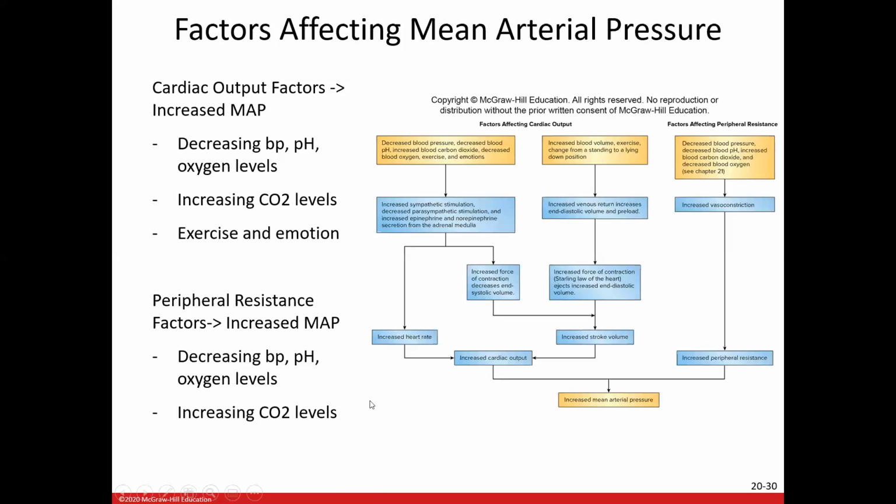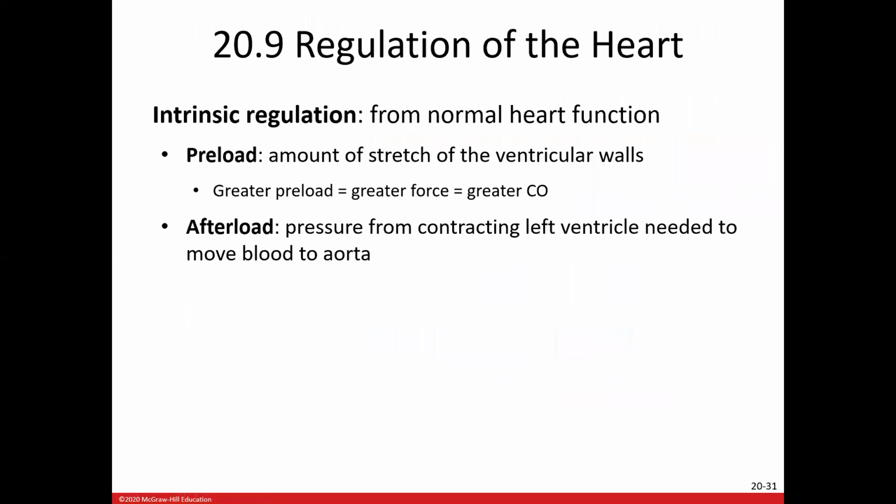So like I mentioned, there is a directly proportional relationship with cardiac output and mean arterial pressure, and peripheral resistance and mean arterial pressure. So if we increase one, the mean arterial pressure is going to go up, or if we decrease one of the variables, then mean arterial pressure will go down.